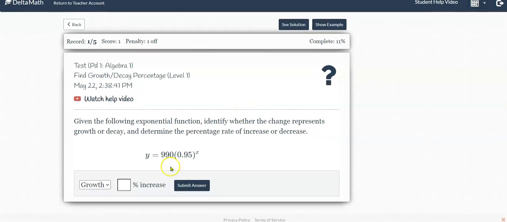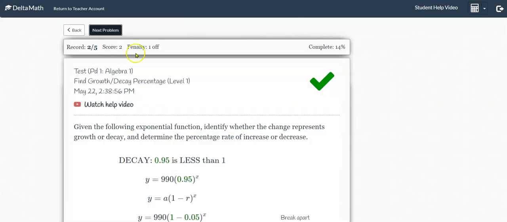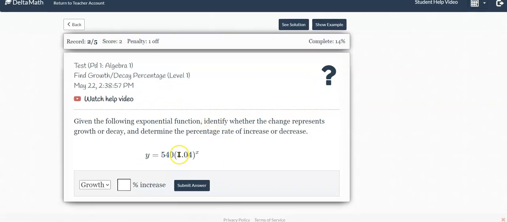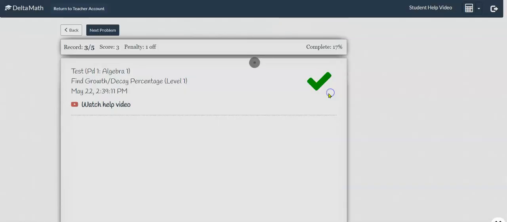Let's do that again. The number inside the parentheses is the growth or decay. This is less than 1, so it is decay. It is 0.05, or 5%, less than 1. So it is a decrease of 5%. This number is above 1, so I don't need to subtract it from anything. So it's 0.04, so that is a growth of 4%. Anything after the decimal point is your growth. Growth of 4%.